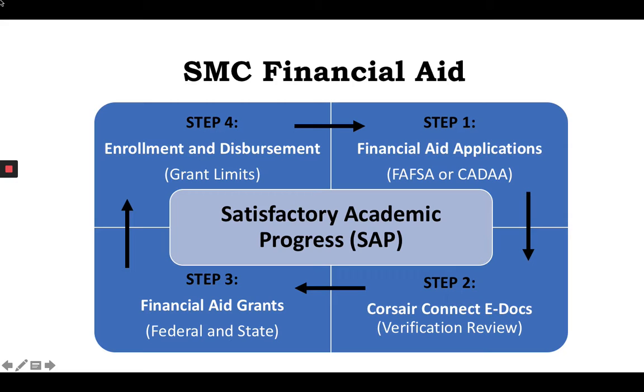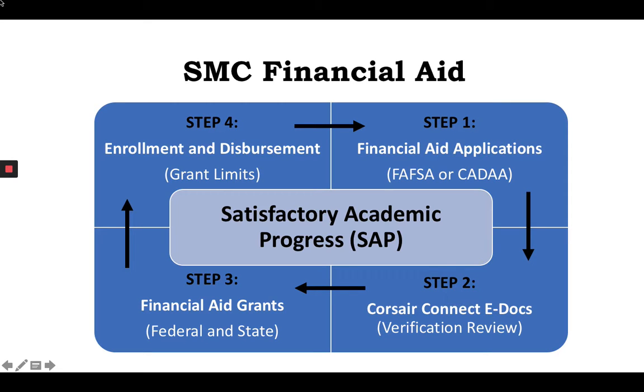The third and last standard is a unit limit. For financial aid, you are expected to complete your transfer coursework by the time you enroll in 90 units. This means that once you reach 91 attempted units, you have reached the unit limit for financial aid purposes. As you can see, SAP is at the center of all steps because SAP is reviewed 3 times during the academic year for every year that you are at SMC.